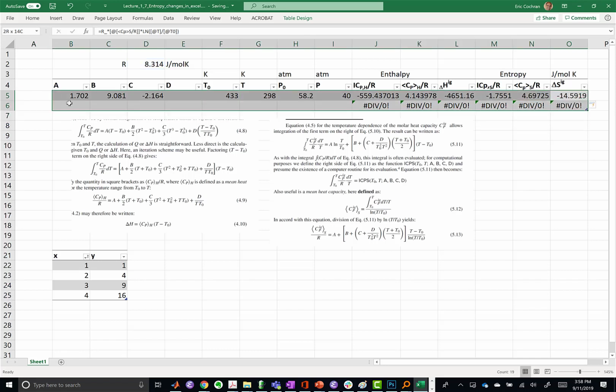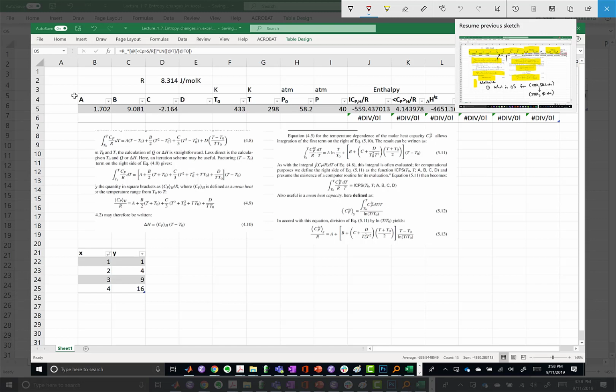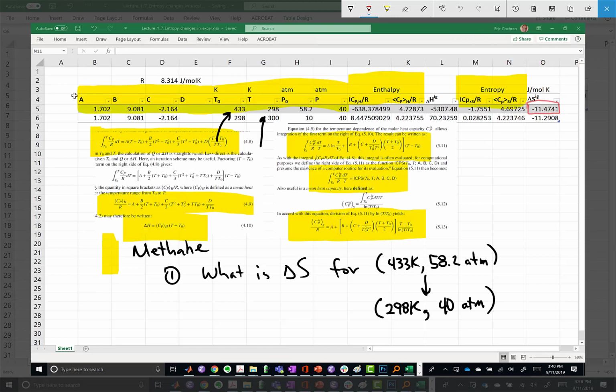Okay, so that completes the construction of the first phase change. And so if we go back to what I'd marked up before, I'm getting the same numbers.